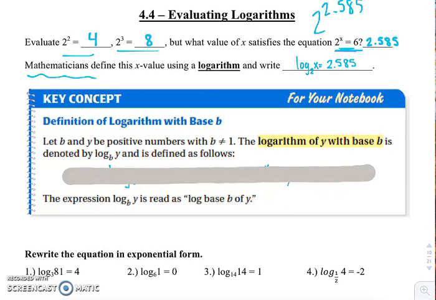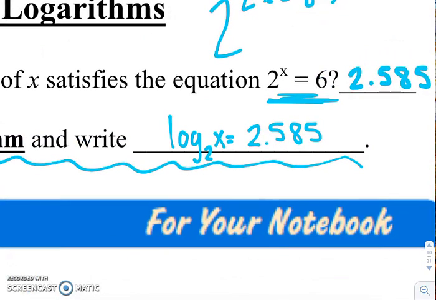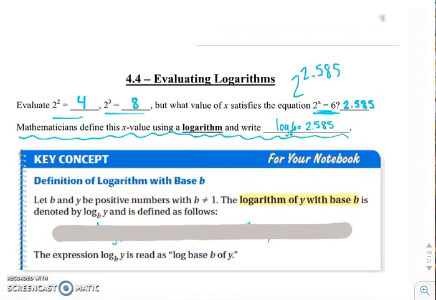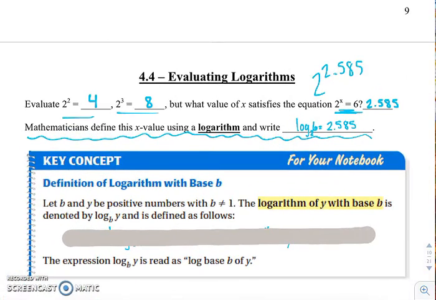So mathematicians define this x value using a logarithm, and we would write log base 2 of x equals 2.585. And instead of writing x, we would write in place here log base 2 of 6. So 2 to the power of 2.585 would equal 6.